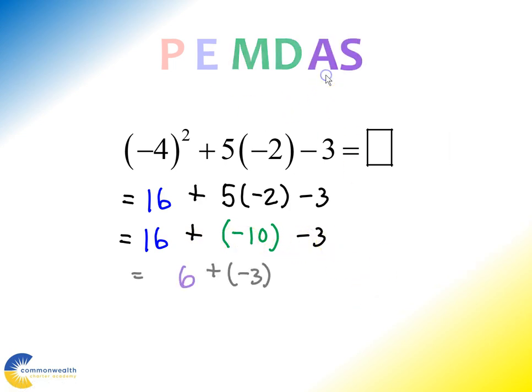And then lastly, I do additions and subtractions as they appear from left to right. So I'm first going to do the 16 plus the -10. I'm not going to do the -10 minus 3. That's something different that I have to be aware of. So 16 plus a -10 gives me a +6. So the problem is now 6 plus -3. And now this addition is just going to be 3. So the value for this expression that you were given was 3.